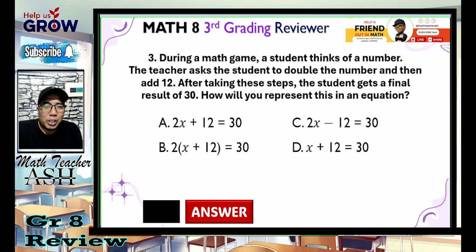Alright, my dear math learners, in order to answer this question, first, let us gradually consider the given. It was said that you doubled the number then added with 12. Okay, so doubling the number, that is basically 2x plus 12. Okay, so where is 2x plus 12 here? That is letter A, which result to 30. Let's check whether we are correct. Alright, easy, right? Now, let us go to question number 4.